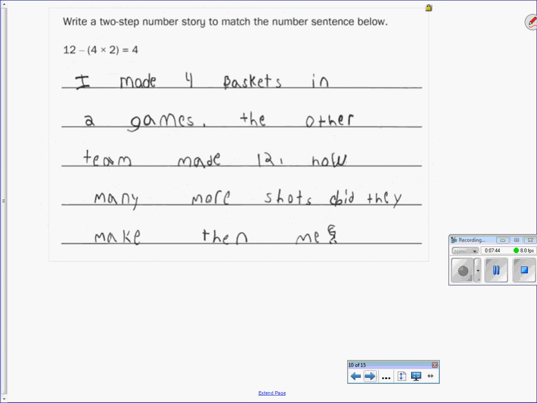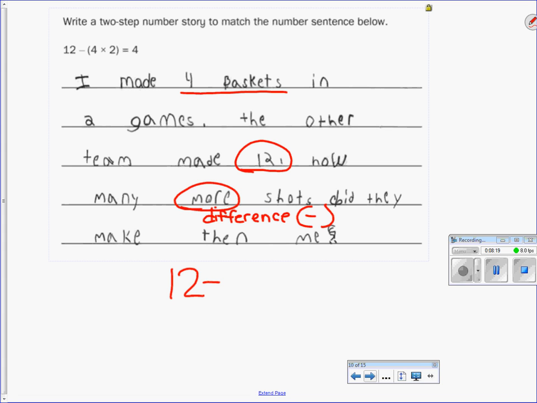So notice in here that he has his groups, and then he has his total. All right, let's take a look at another one. I made 4 baskets in a game. The other team made 12. How many more shots did they make than me? Okay, she's saying she made 4 baskets, and she's saying that the other team made 12 baskets. She wants to know how many more, and if you remember, more is looking for a difference, and when we look for a difference in something, we subtract. Okay, so we would have to subtract. So her problem here would look like this: 12 minus 4 equals question mark, and then that question mark is going to equal 8.